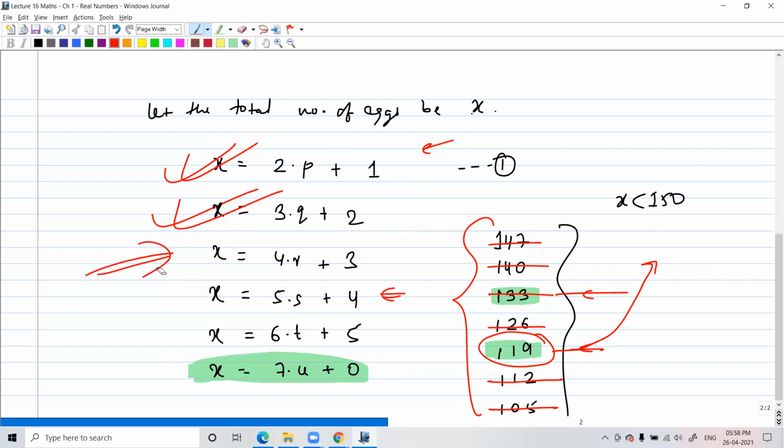Yes, sir. Excellent. So this guy is giving me good hopes. Looks like this is our number. But let's confirm. Check the other condition. Divide it by 5 and see whether the remainder is 4.